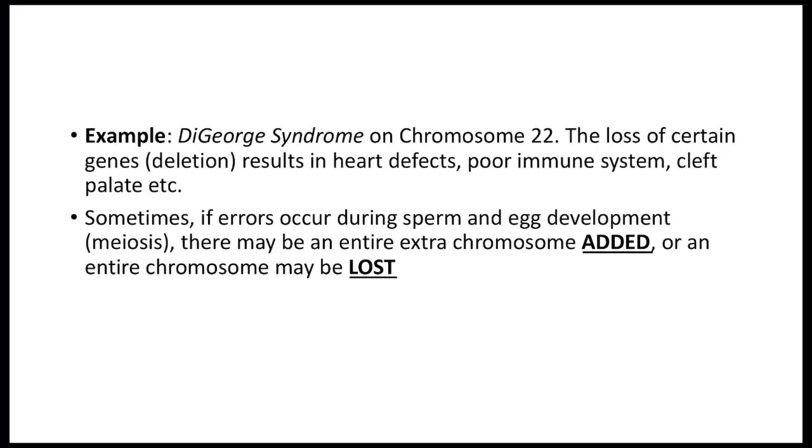DiGeorge is a human example of a deletion chromosomal mutation. So, for example, DiGeorge syndrome on chromosome 22 is the loss of certain genes, which is a deletion, which results in heart defects, a poor immune system, a cleft palate, as well as some other abnormalities. So there are a lot of things that come along with this one section of chromosome 22 that is missing.